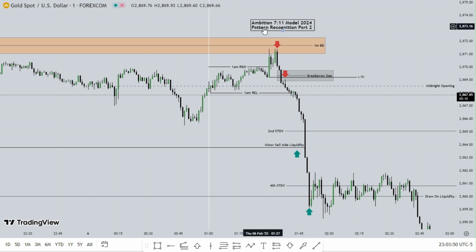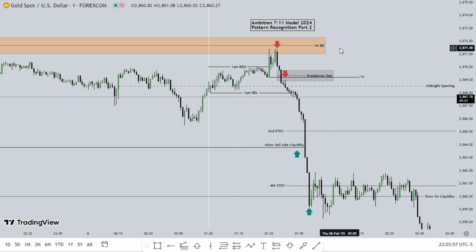But this is the pattern recognition part two. So yesterday I did Euro USD, same model. You can just go back and check that video. I'll leave the link on it. Then today we're doing gold, and it's the same delivery, same model, same everything.